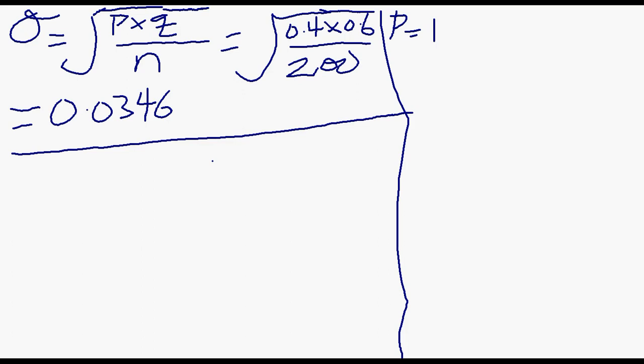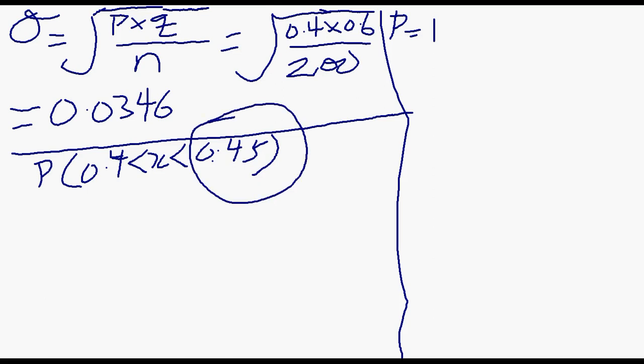So now let's solve for the distance between 0.4 and 0.45. As I always say, we'll solve the first one first. The P proportion minus the population P proportion.